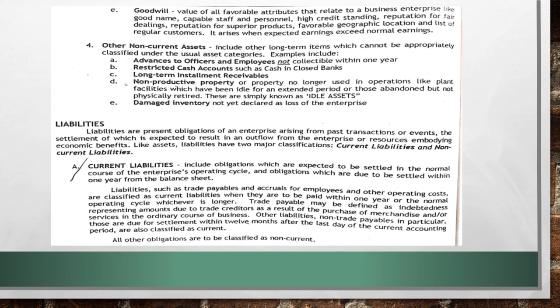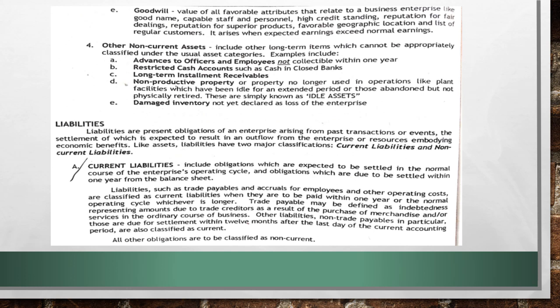And then for other non-current assets, these are other long-term items which cannot be appropriately classified under the usual asset categories. Kaya na-classify sila as other non-current assets. So, meron tayong A dyan, advances to officers and employees, not collectible within 1 year. So, hindi siya pumasok as current. Therefore, ilalagay natin as other NCA.